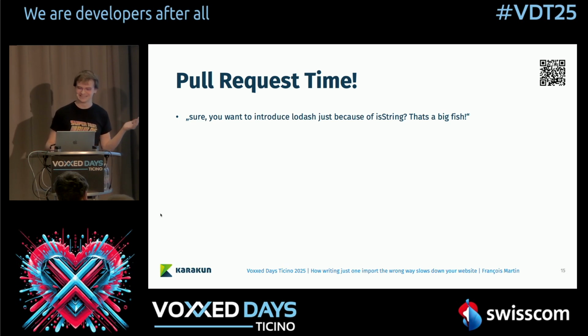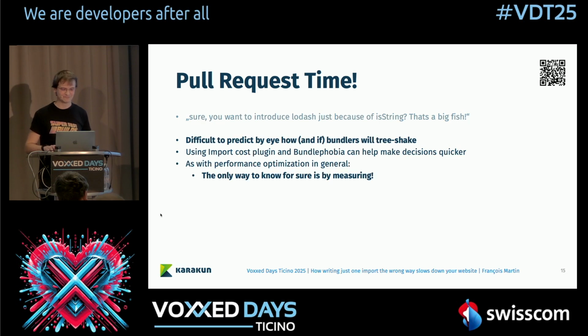That's a big fish. Yeah, so it is kind of difficult to predict by eye how and if bundles will tree shake without using a plugin or without looking up the code. And if you use a plugin like the Import Cost plugin or Bundlephobia, this can help you make decisions quicker than looking up the code and then seeing what imports there are. But as with performance optimizations in general, just like I did now in my case, you need to make sure that you measure, because only then you know what kind of impact you have.